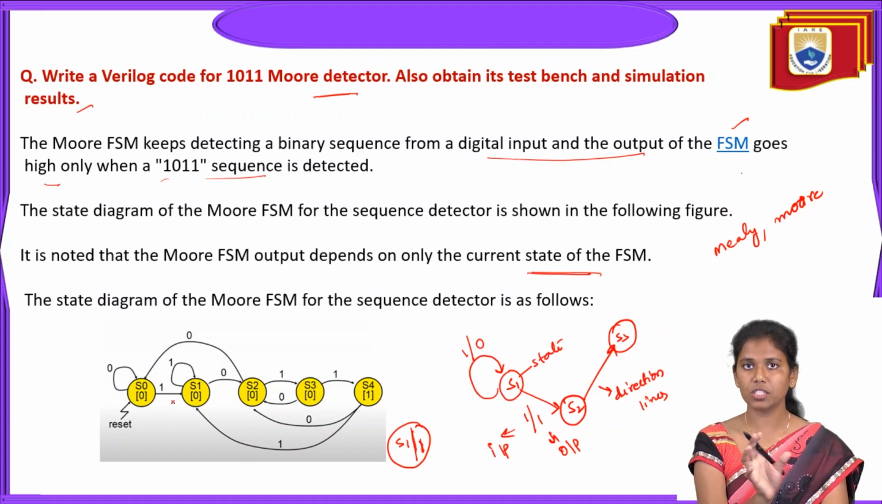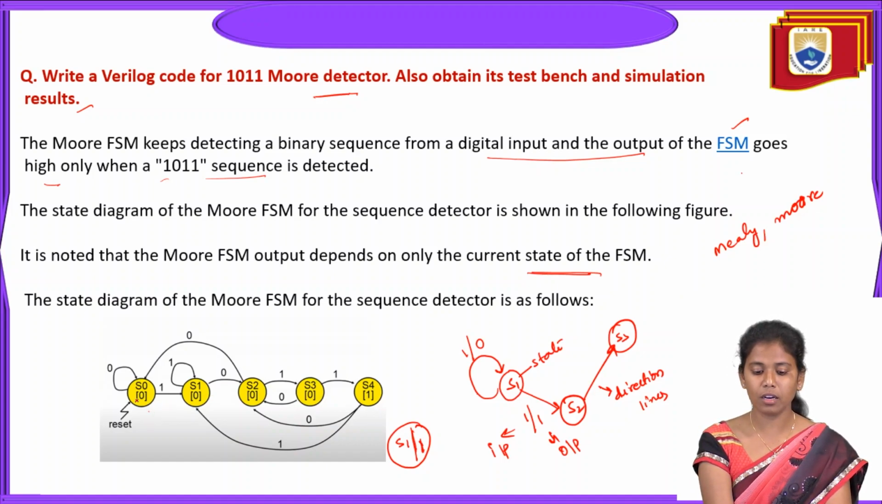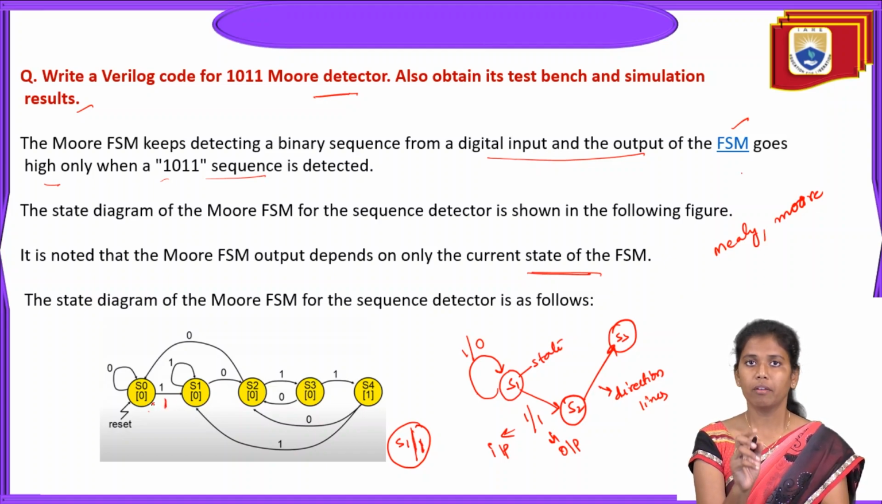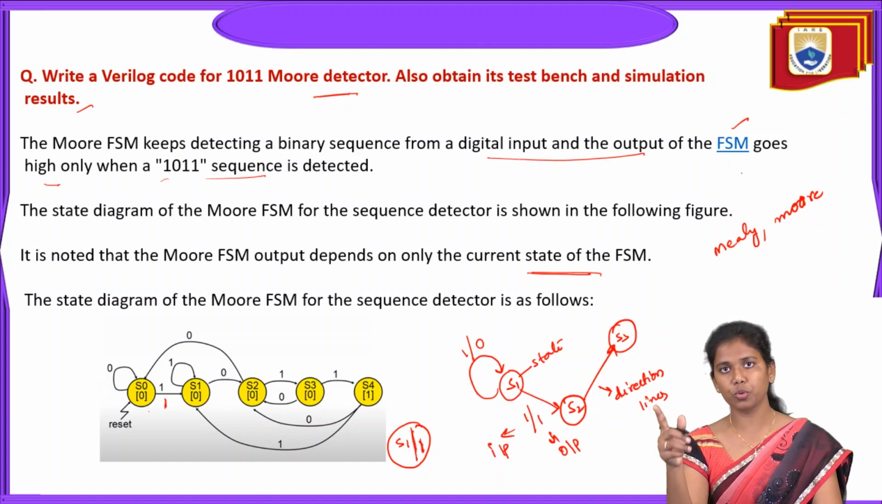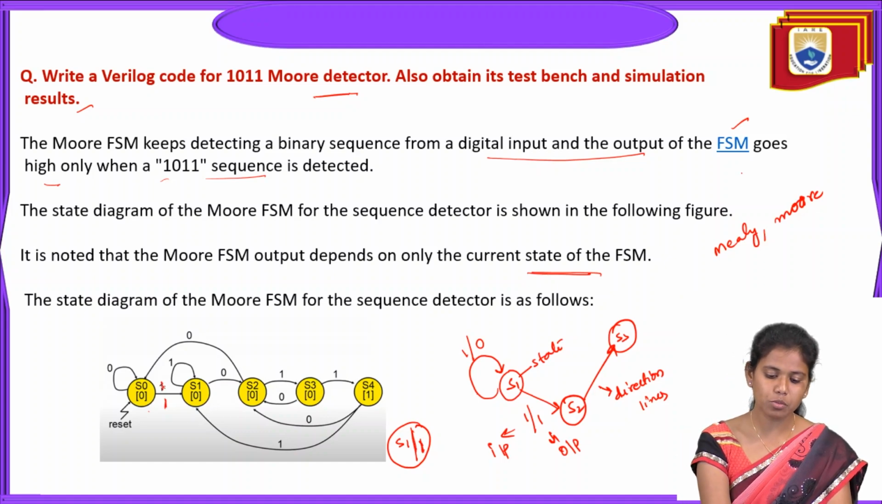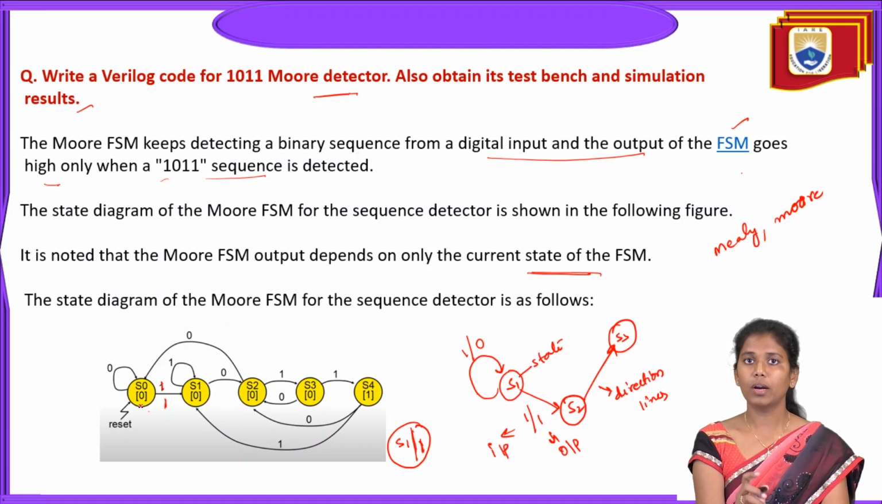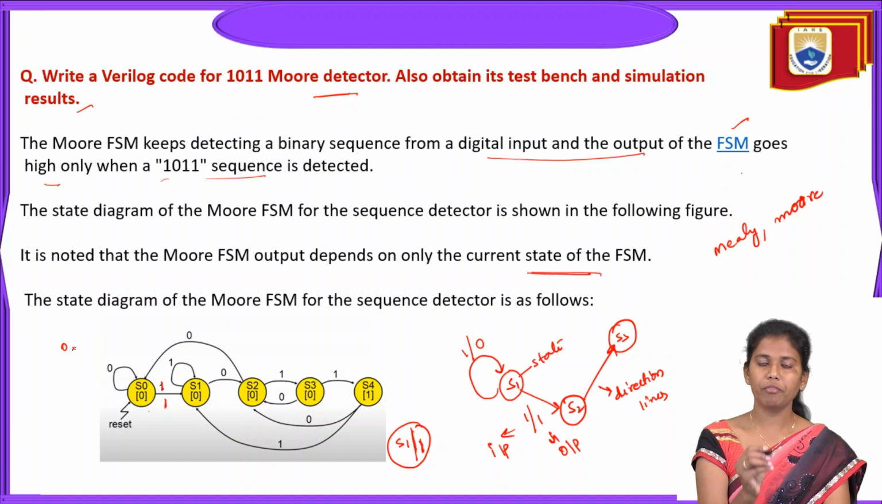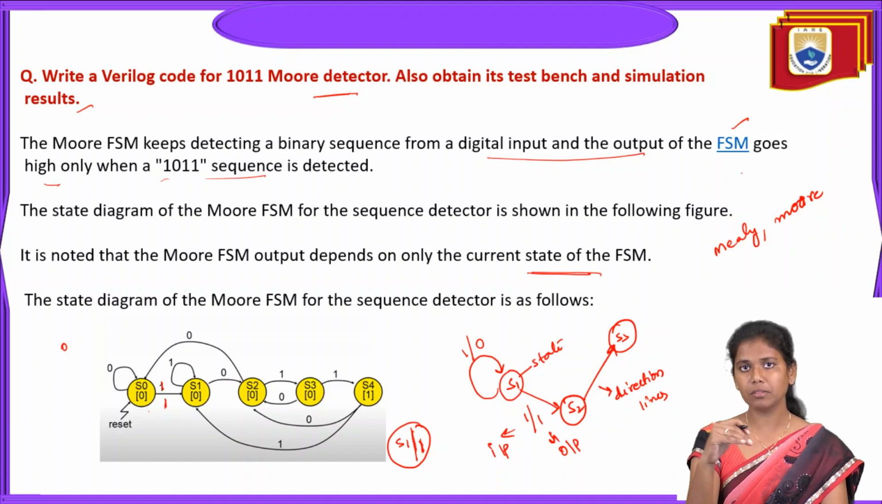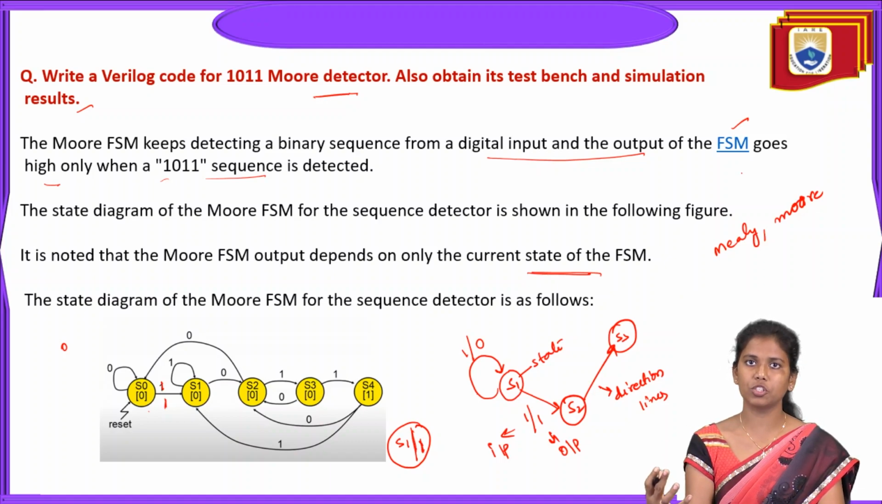So the transition from S0 going to S1 is with respect to 1. That means when the output is 1, my state is going to take its transition to S1, where the input is 1. And similarly, if my output is 0, my input is 0. When my input is 0, it means the state is not taking a transition, but is going to remain in its own place.